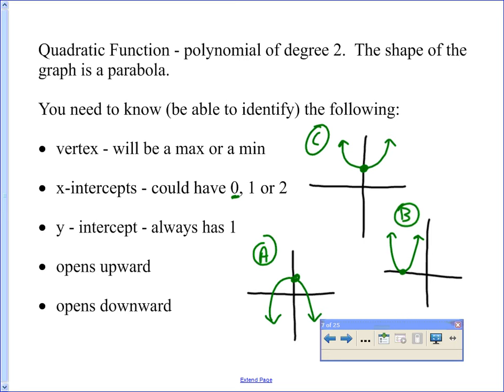And then these parabolas can open upward or downward. So in A, you notice it opens downward. In B, it opens upward. And in C, it opens upward. And the vertex will always be a maximum or a minimum. So in A, you notice the vertex is a maximum. In C and B, you notice that the vertex is a minimum.